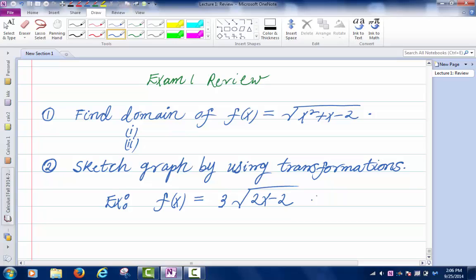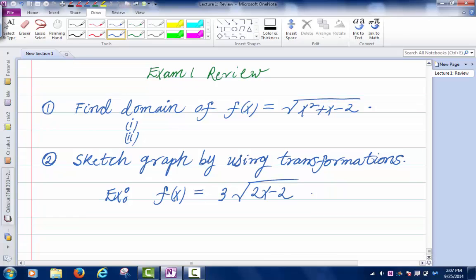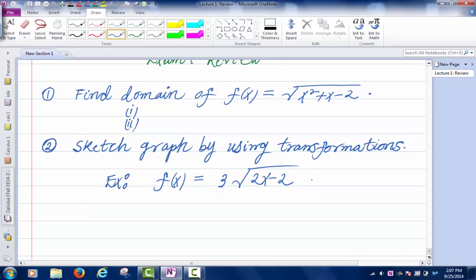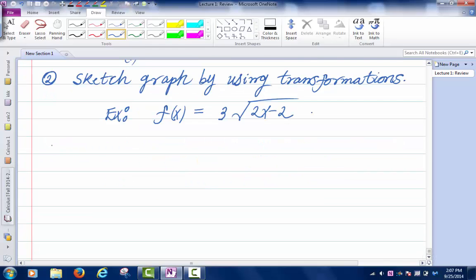So for example, in this case you have to start with the graph of what? Root of x. You start with the graph of root of x, and then you apply different transformations and come up with the graph of this function f. That is, shifting upward, downward, left or right, stretching or compressing, things like that. And you have to show me what shifts or other transformations you're applying. So that's the second question.